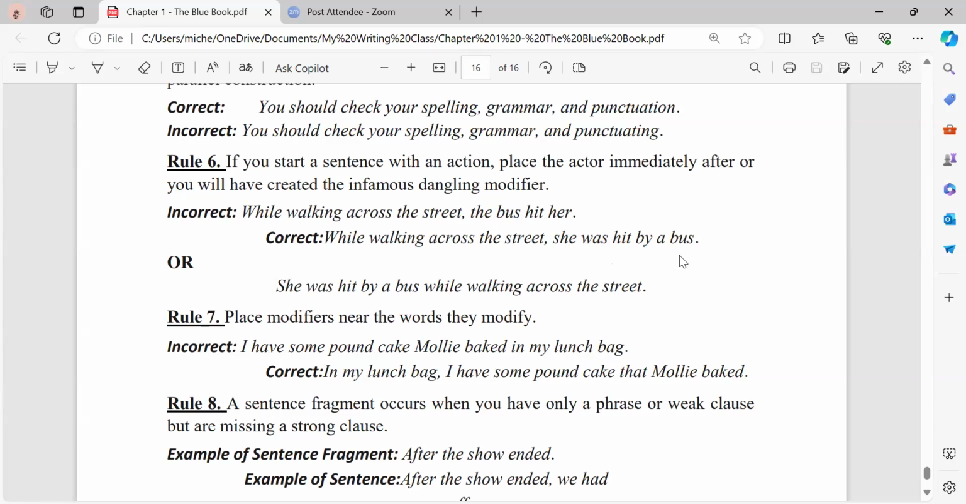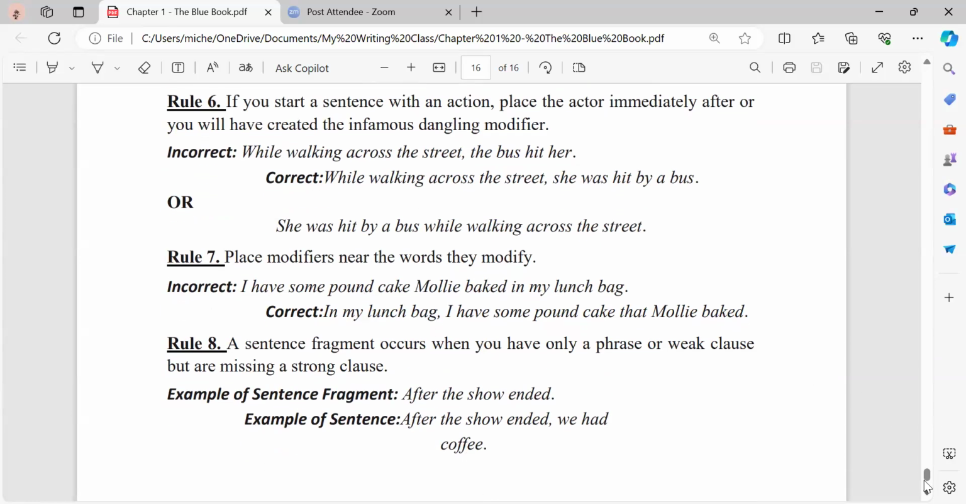Okay, so I think for this one, this is actually a passive one right here. She was hit by a bus. It's the object, does the bus hit her? So correct me if I'm wrong. And she was hit by a bus while walking across the street. So both of them are correct. But personally, the second one right here is the most common one.